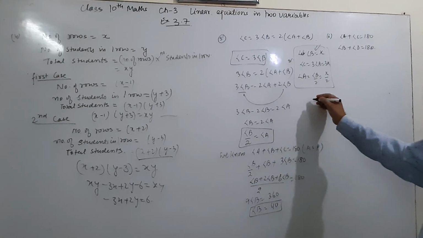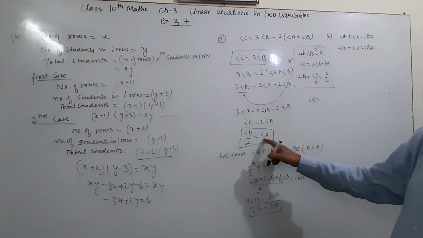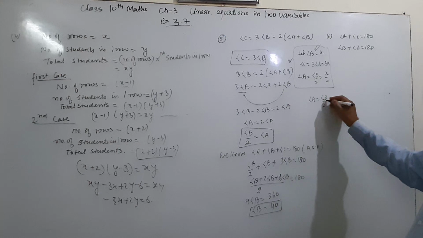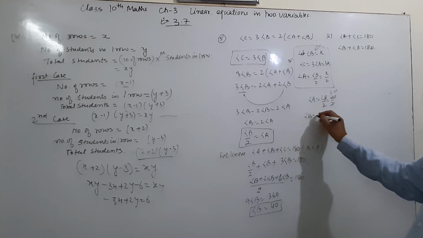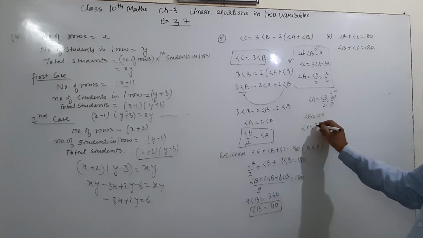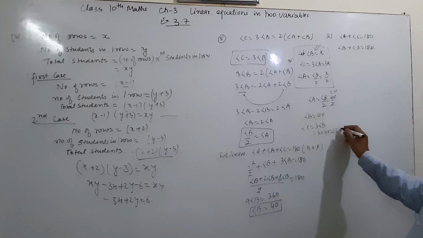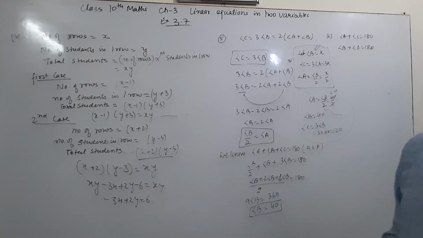What is angle A? Angle B by 2. What is B? 40. 40 upon 2 is equal to 20. Angle B is equal to 40. Angle C is equal to 3 angle B. 3 into 40 is equal to 120. This is your answer. Or you can do it by letter x.